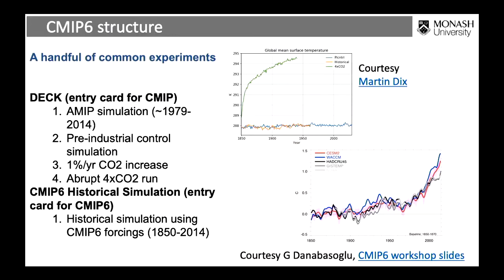So this is the common experiments, the DECK. D is for diagnostic, and K is for klima, which is the German word for climate.